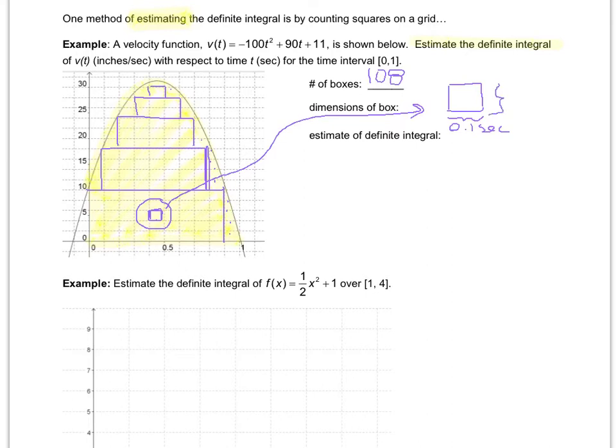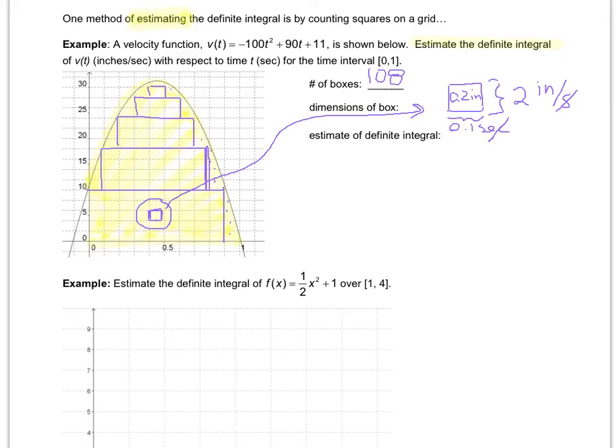It has a dimension going up of 2, and the units here are going to be inches per second because that's what our y-axis is measured in. So overall, if you multiply the base times the height, the seconds are going to cancel, and you're going to have 0.2 inches as a dimension of one box.